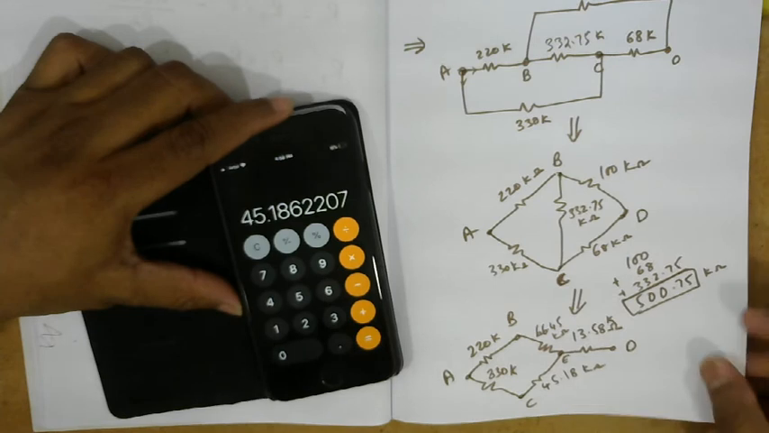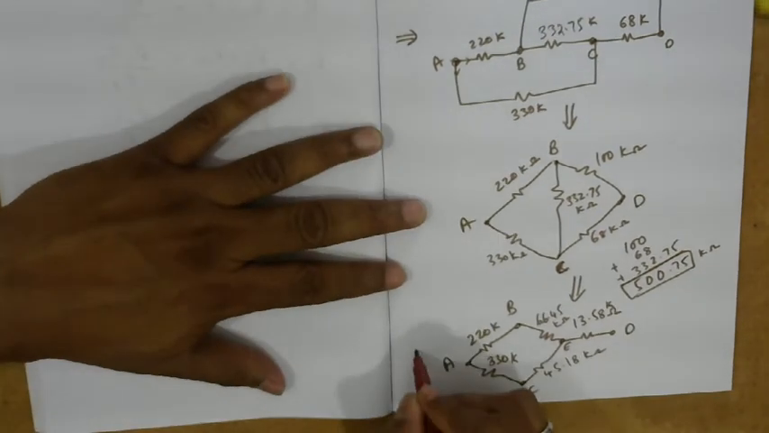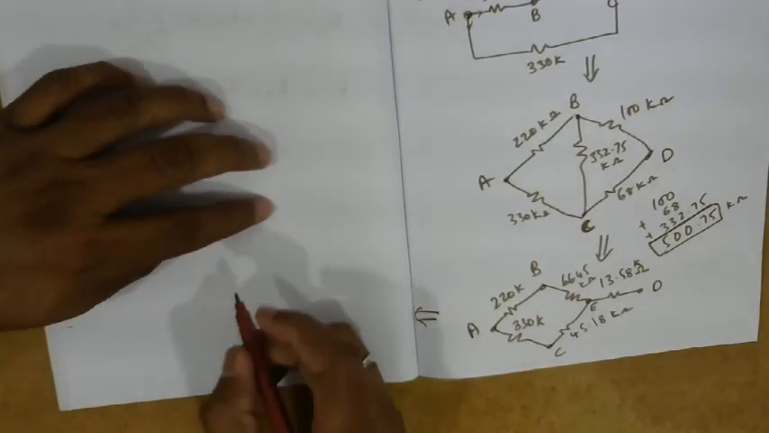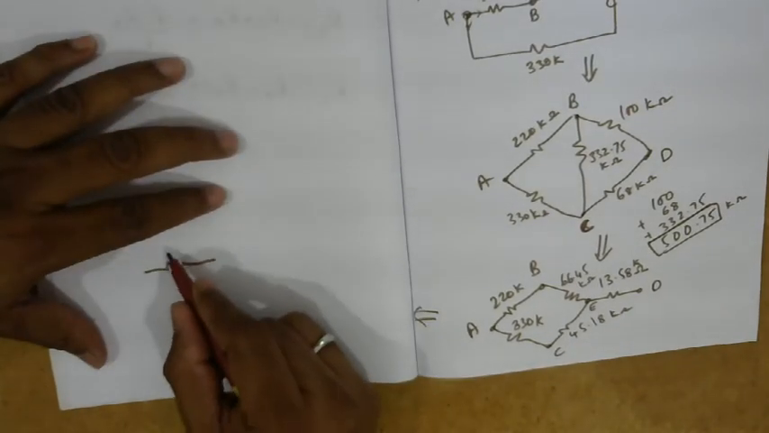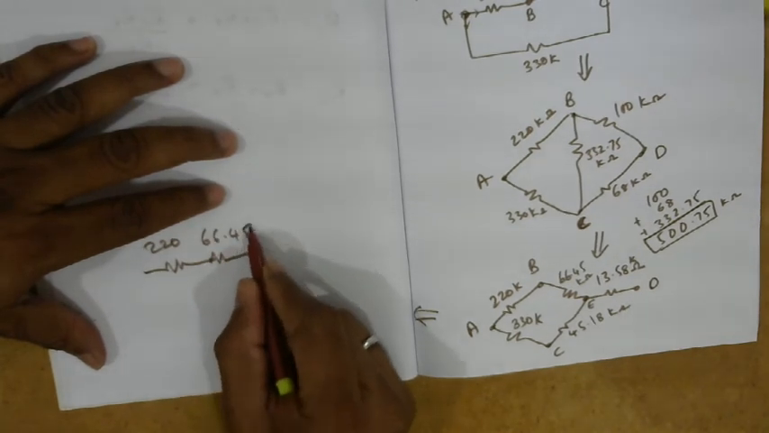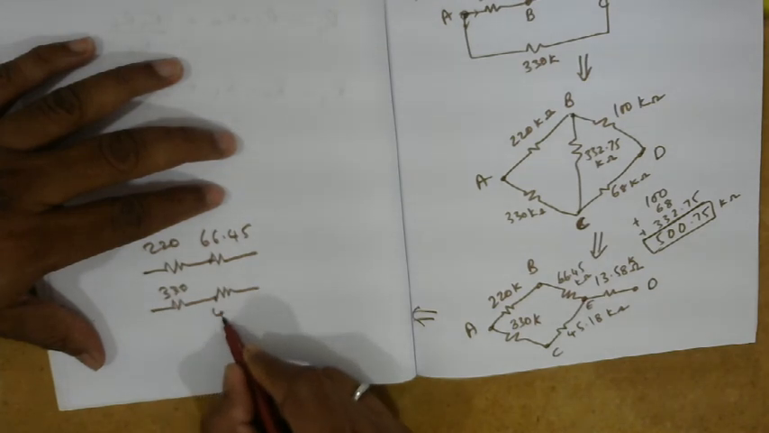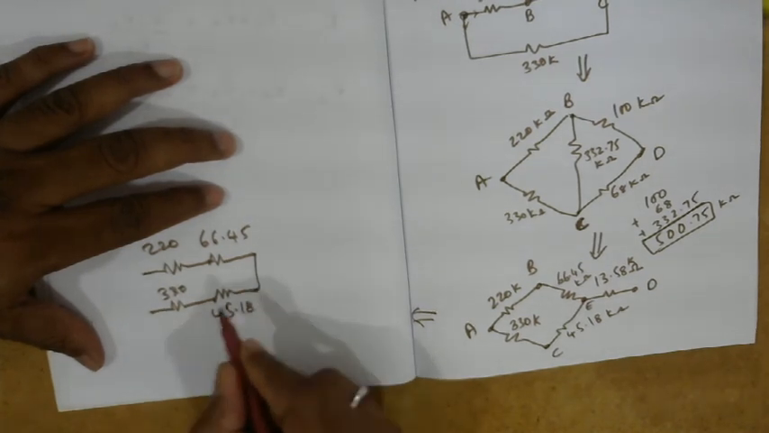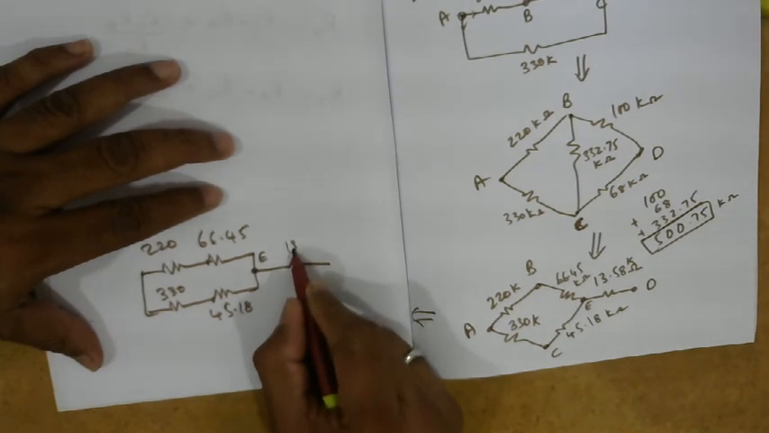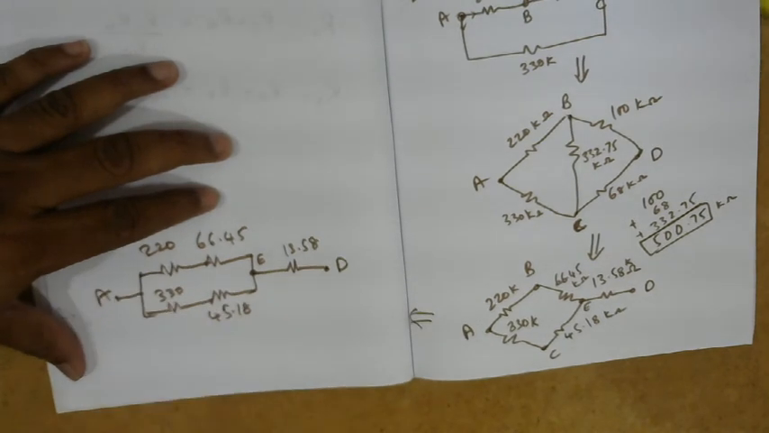Okay. Now let's further simplify this. Now you notice these two are in series and these two are in series. So I get an equivalent circuit something like this. So I'll just draw on this side. So I get 220 and 66.45, and down I get 330 and 45.18. So this is one side, and this point is now E, and I get this 13.58, and this point is D, and then this point is as usual A.